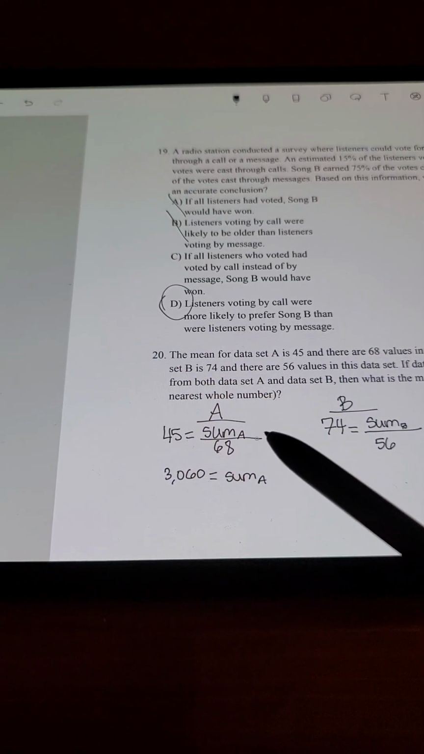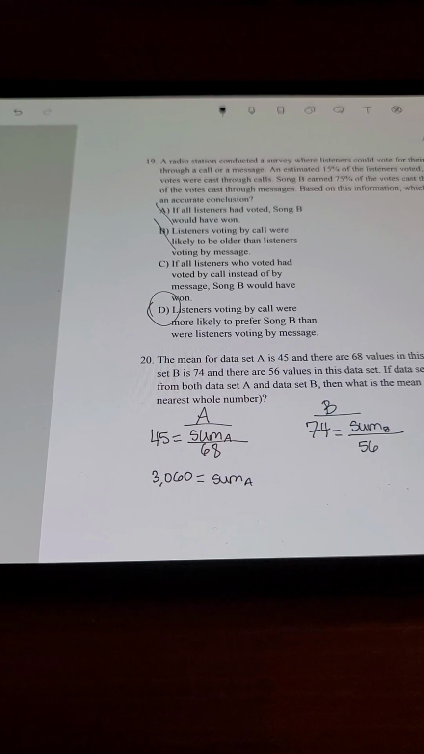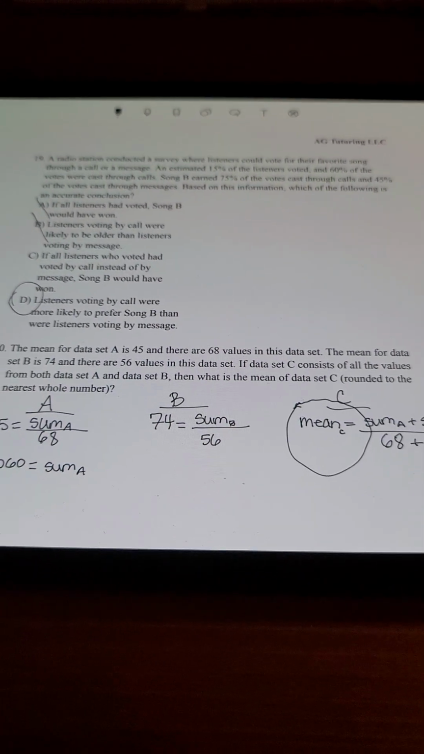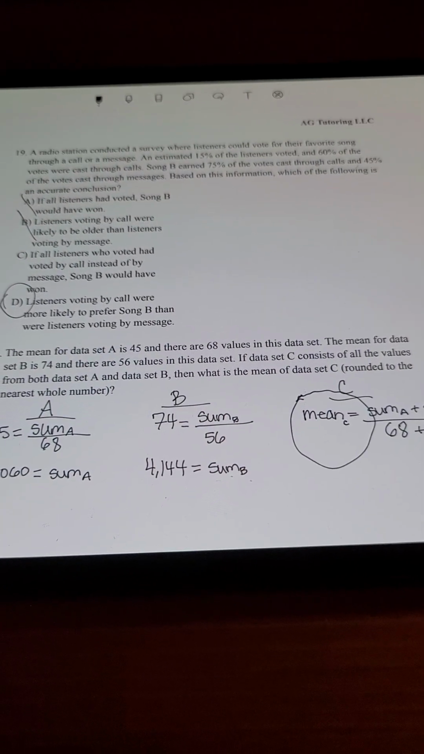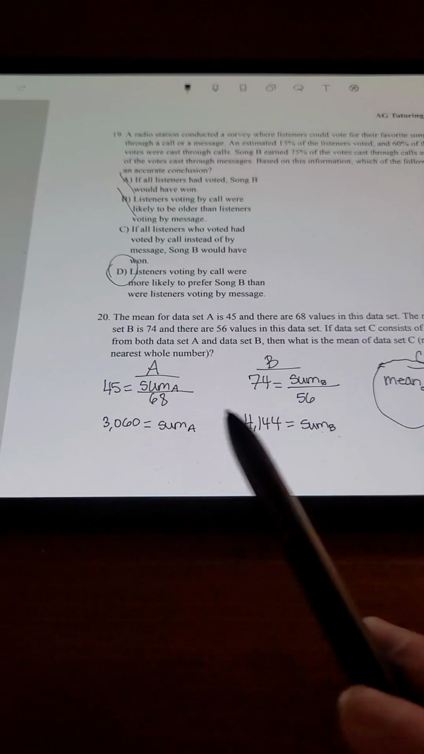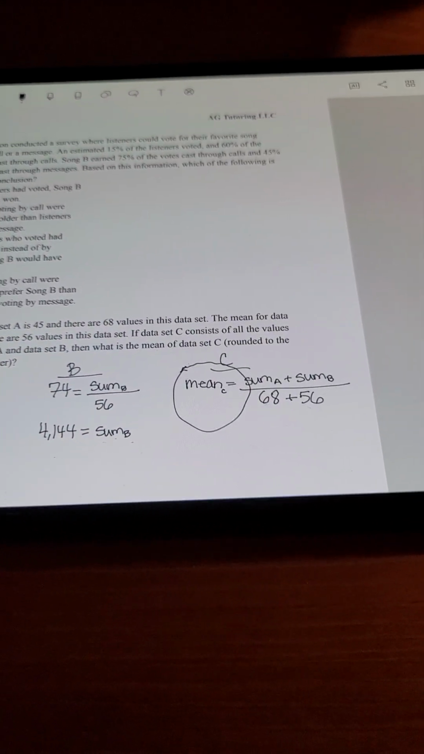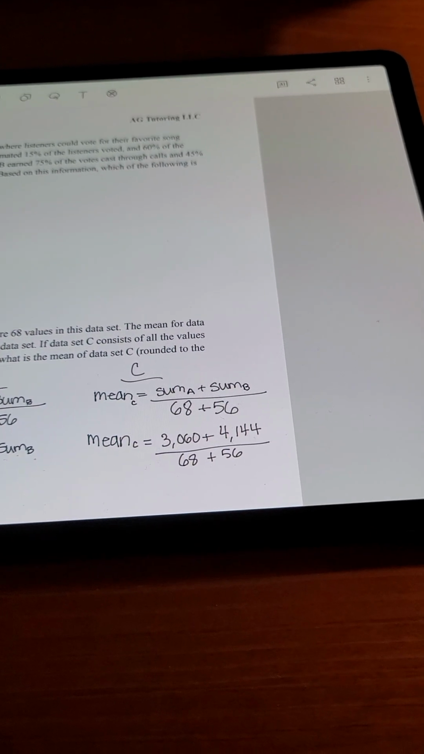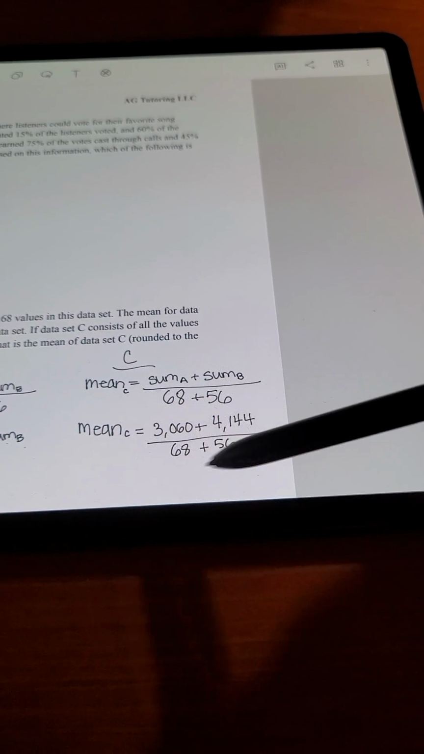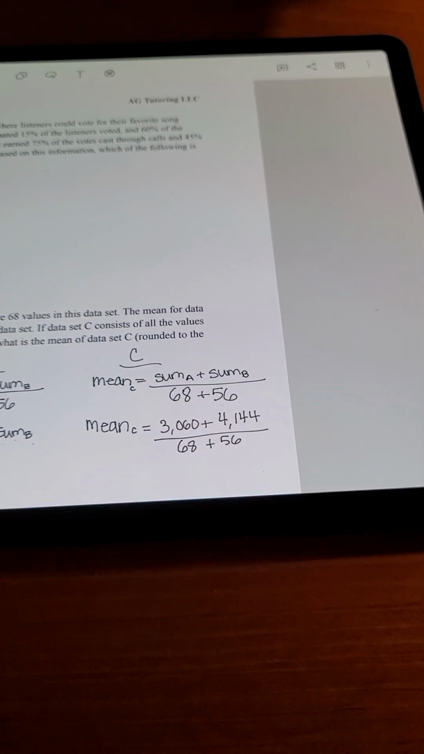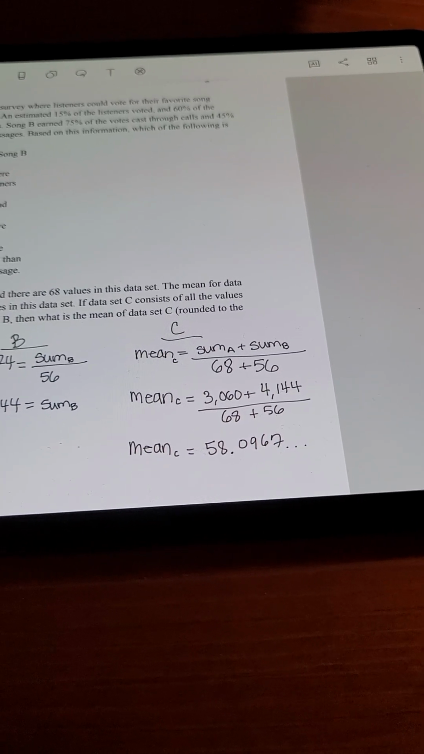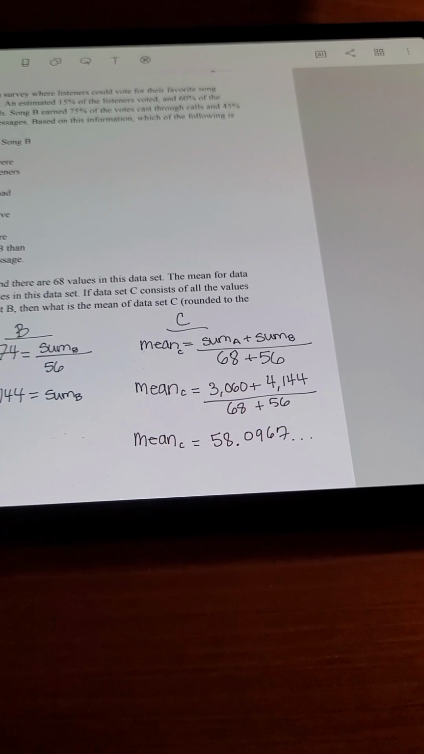So I just need to multiply each side by 68 to get the sum of A by itself, and I get that it's 3060. Now let's multiply by 56 on each side over here to get the sum of B. When I do that, I get the sum of B is equal to 4,144. Now let's plug that plus that up here. And when I do that, I get this. So now I just need to add this and then divide by this added up in my calculator. And when I do that, I get a decimal that goes on forever, and I just need to round to the nearest whole number, it said, so the nearest whole number would just be 58. So that's my answer.